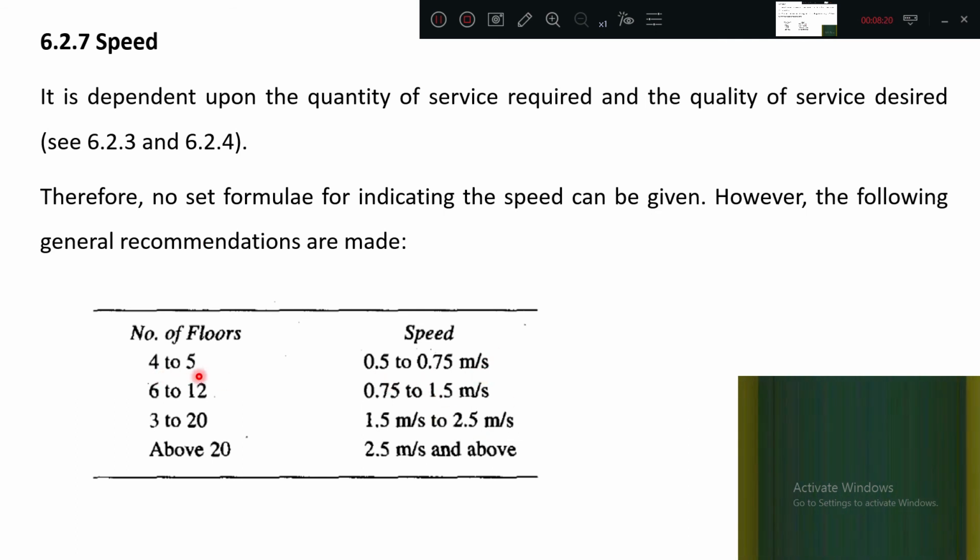So for 4 to 5 floors, the speed is lower. As the number of floors increases, the speed also becomes higher and the movement is very fast. For more than 20 floors, the speed will be almost 2.5 meter per second.